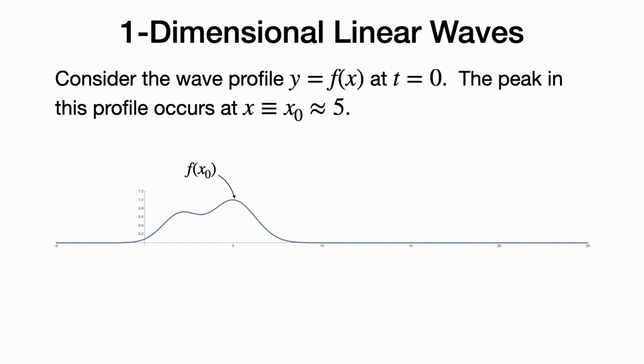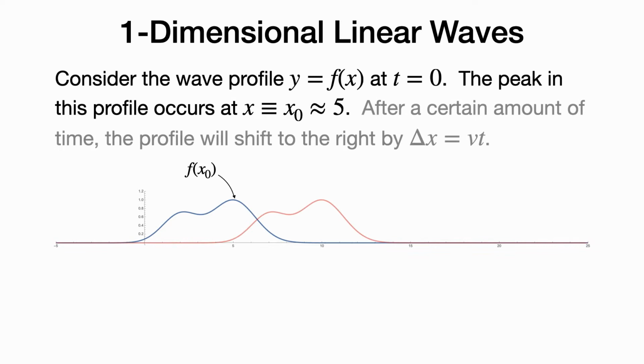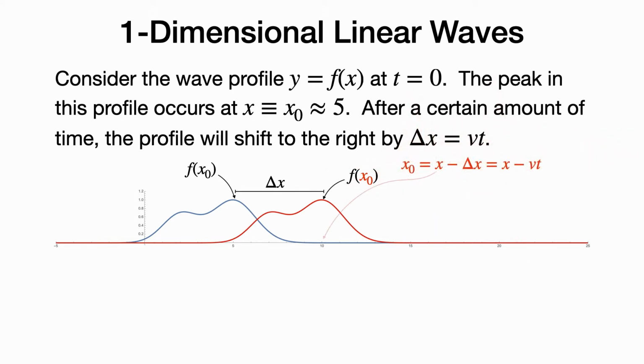Consider the wave profile f of x at t equals 0. The peak in this profile occurs at a position x we label as x0, which is around 5 in this figure. After a certain amount of time, the profile will shift to the right by a distance delta x, which is given by the amount of time which has passed, t, times the speed with which the wave is moving. Now, the peak in the profile f of x will be at the same argument to the function, x0, but this x0 will be related to the position of the wave by the relationship that x0 is equal to x minus delta x, where delta x is the distance the wave has traveled, or x minus vt.